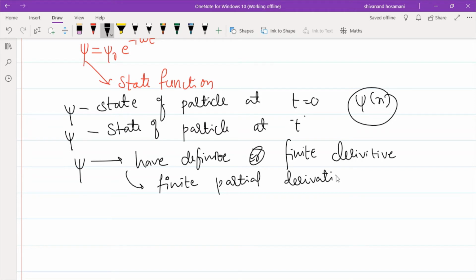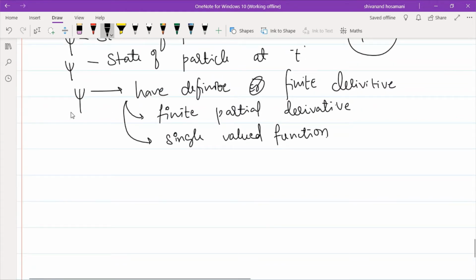If it possesses finite partial derivatives, then this wave function is a proper function. Then this wave function is a single valued function. Why is it a single valued function? It means that as it moves with a particular time and position, it will give us information about a single particle. That psi gives a single value for that particular particle. It will not have any other values which would give other parameters of the particle which is moving in a wave motion. So it is called a single valued function.